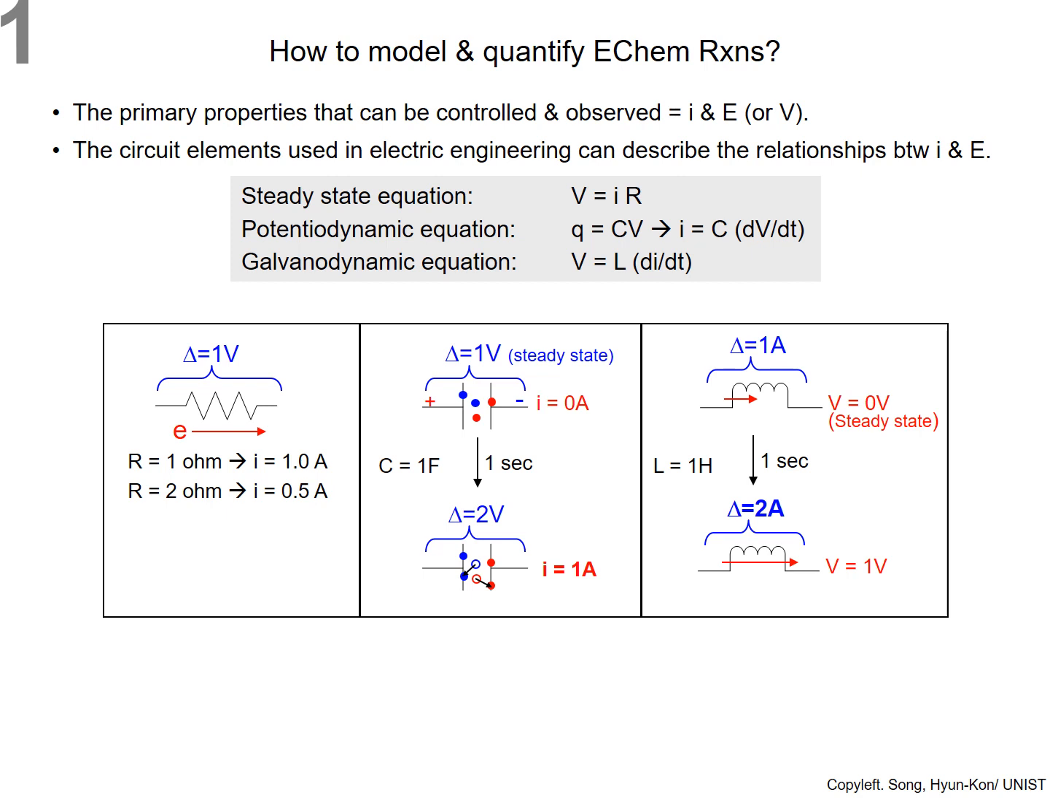So we have 3 different potential-current relationships, represented by the circuit elements having resistance R, capacitance C, and inductance L. So we'll use those circuit elements to represent our electrochemical systems.